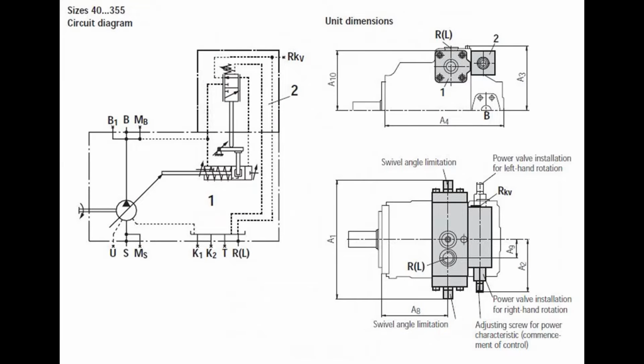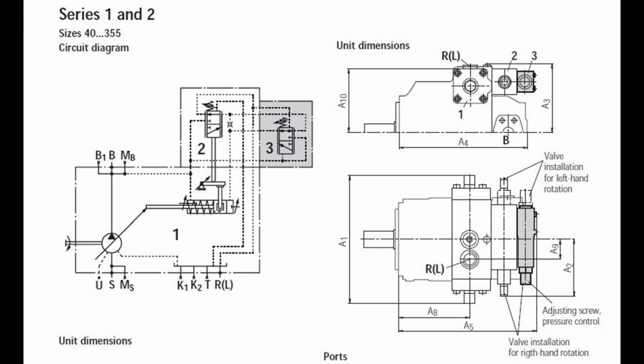Version D with pressure control. Pressure control is superimposed on the power control and can be set between 20 and 350 bar. The value must be stated clearly. When the pressure set on the pressure control valve is reached, the pump switches to pressure control mode and only delivers as much hydraulic fluid as is required to maintain this pressure.